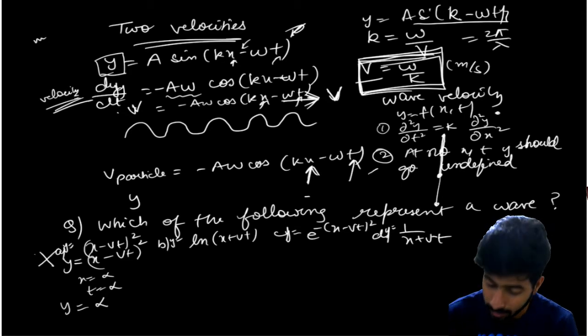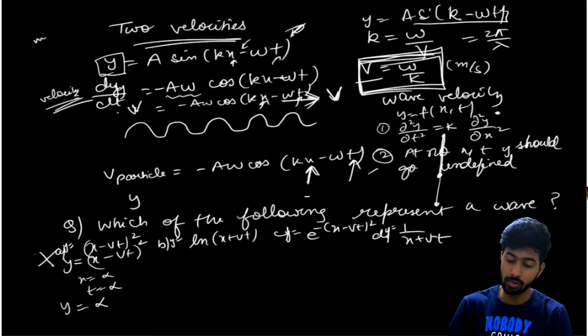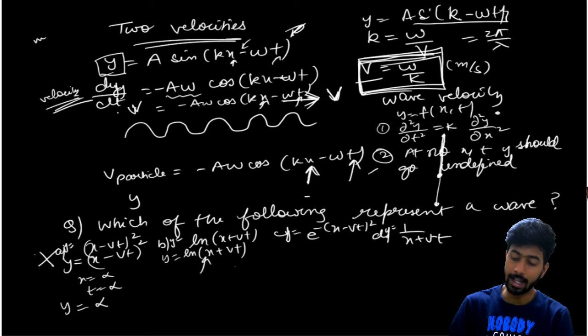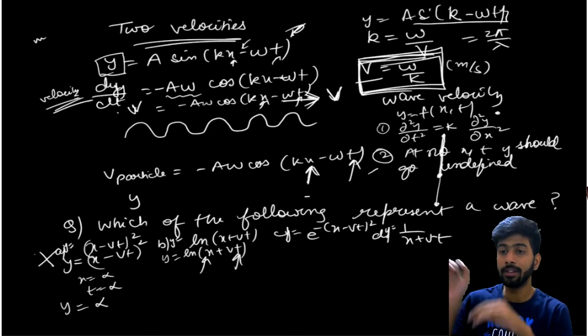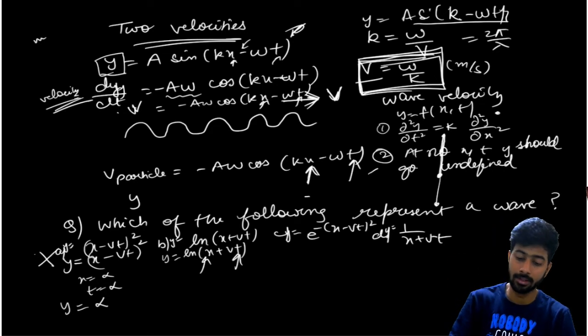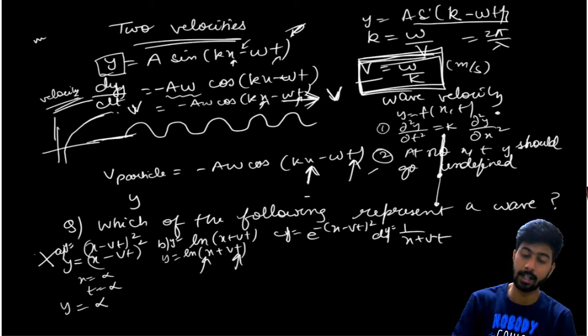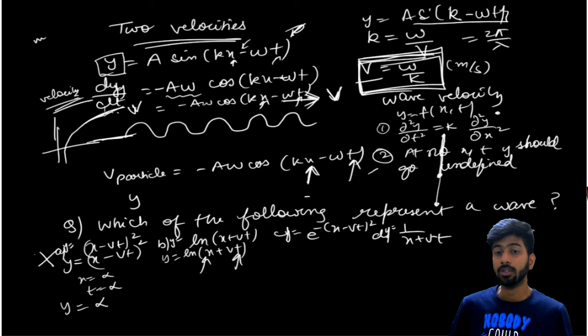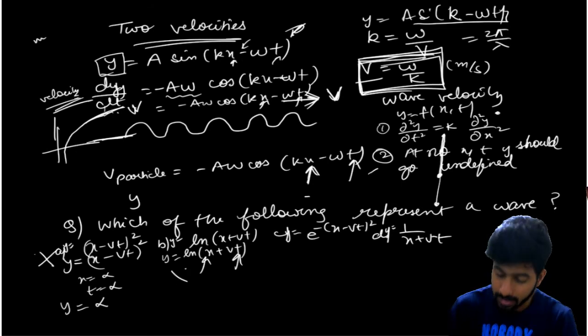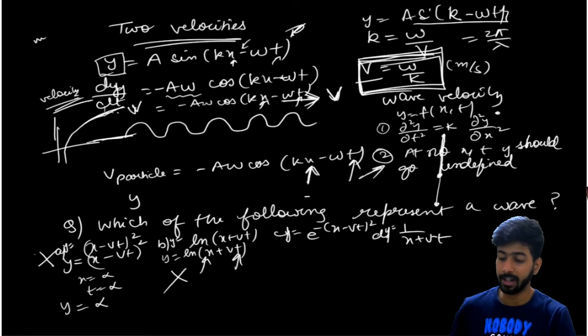Let's look at the second one. The second one also has the same issue: ln of (x plus vt). If I put x or t, any of them, as infinity, then log of infinity will actually be infinity, right? Because this is the way a log graph looks. So as x tends to infinity, y also tends to infinity, y keeps on increasing. So here also this cannot represent a wave motion because the second condition is not obeyed.